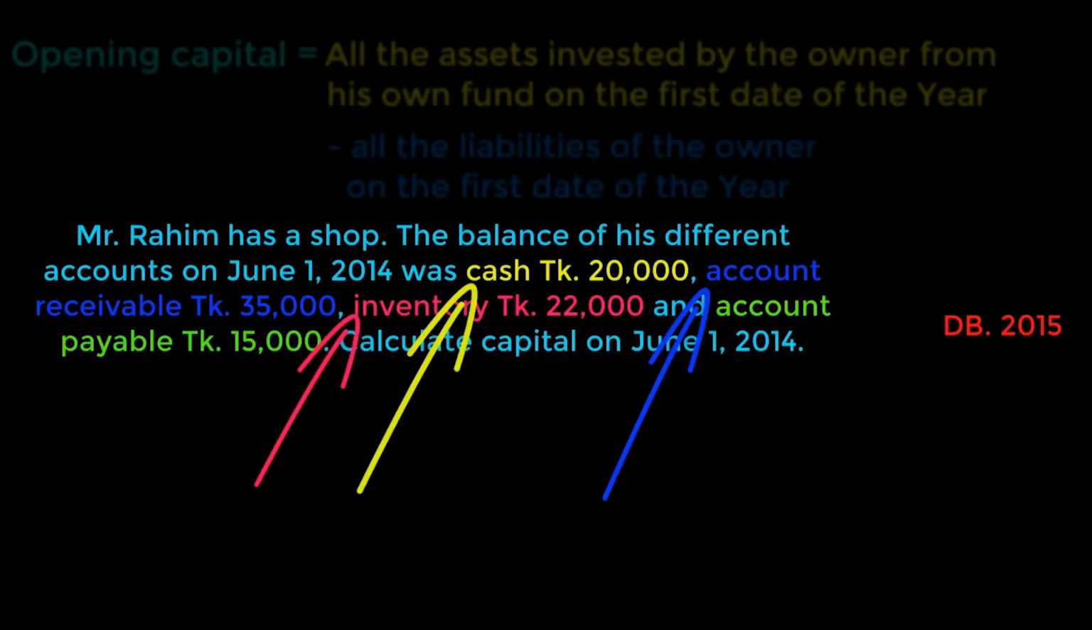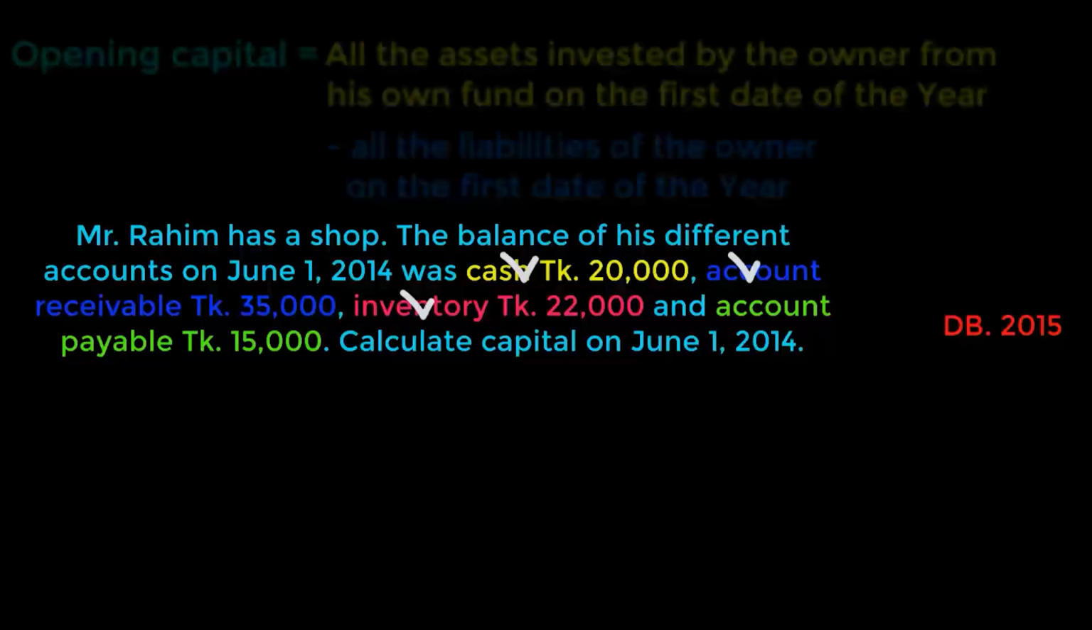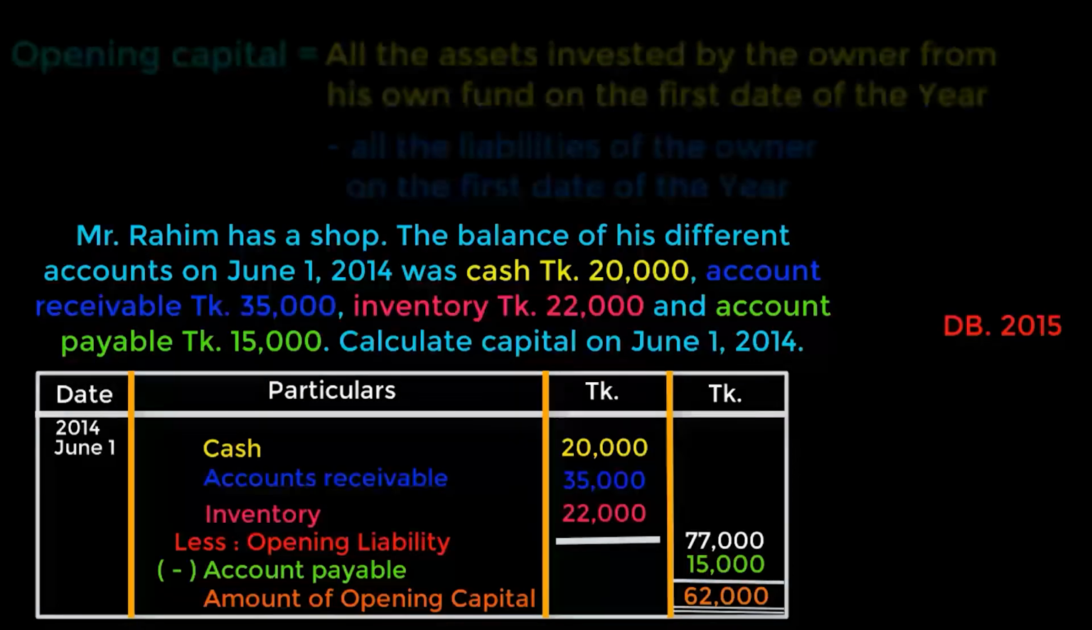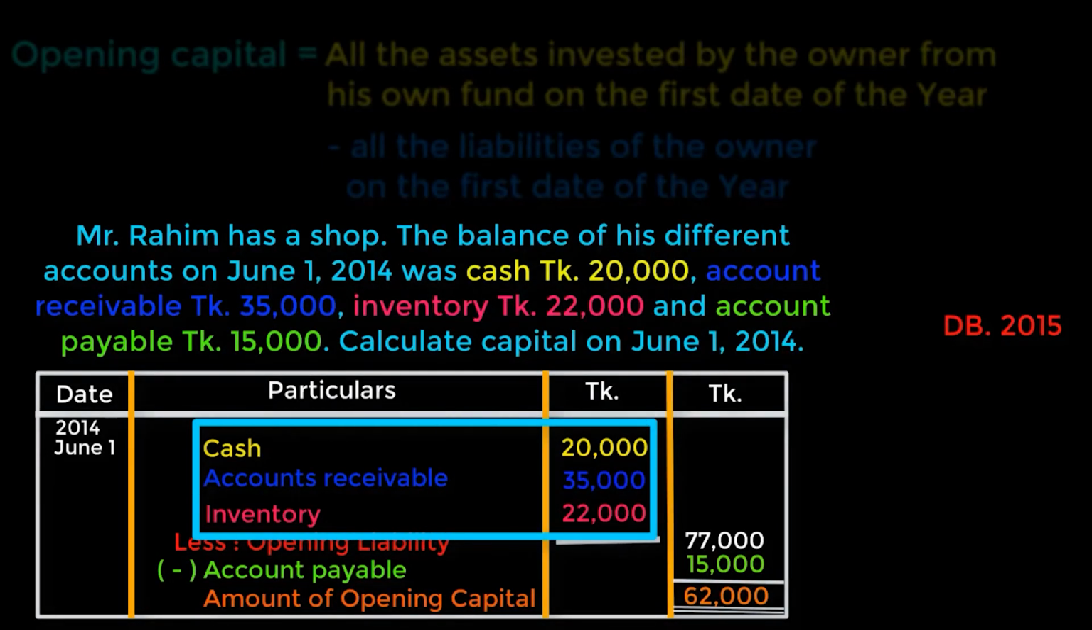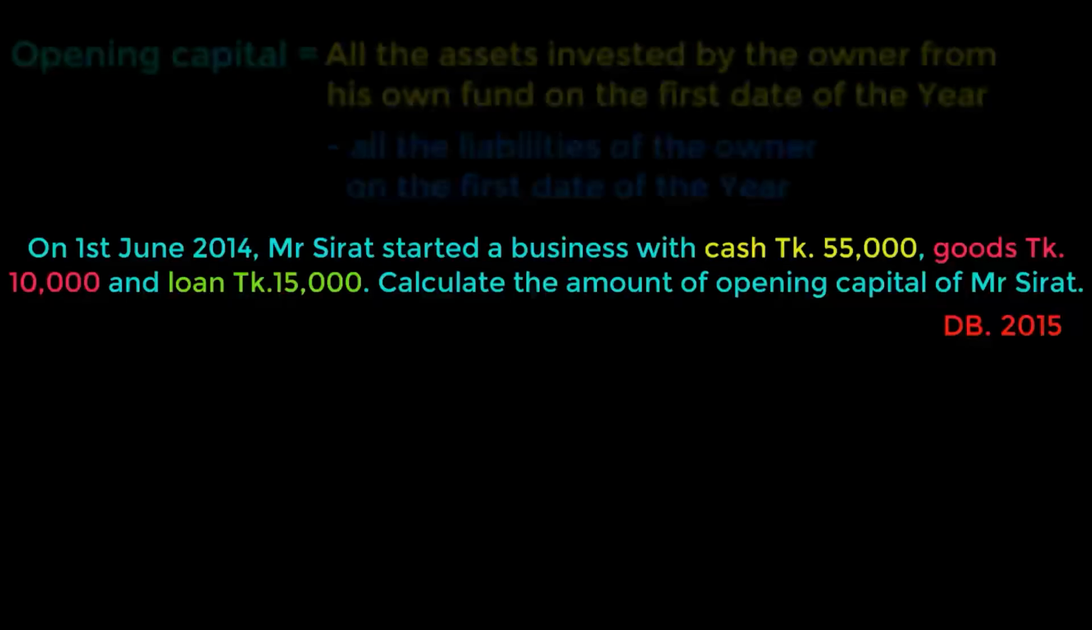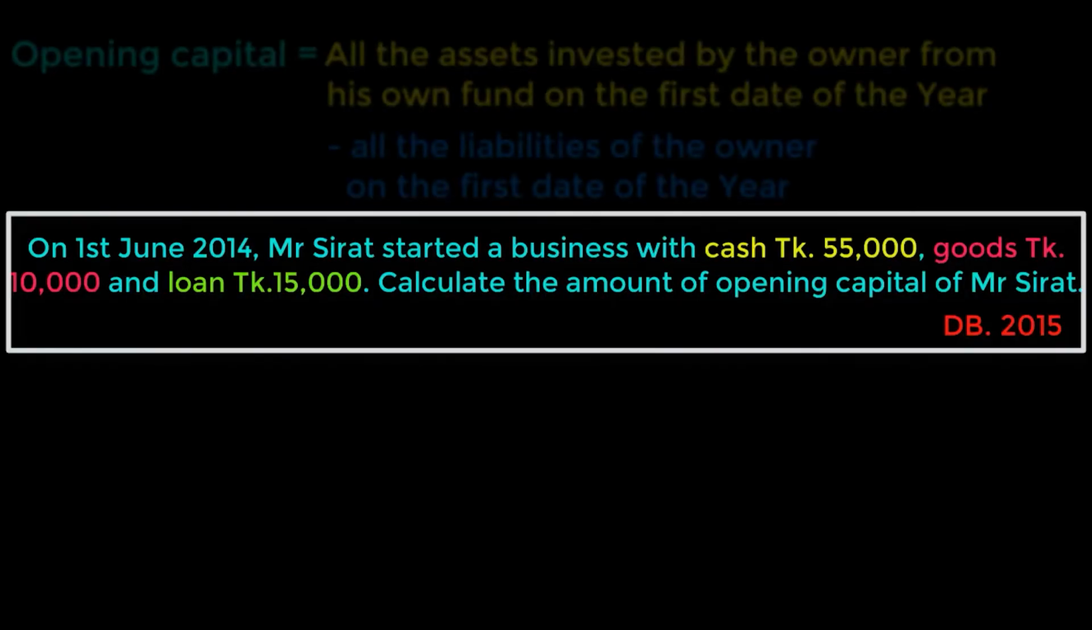These are the assets and this is liability. To calculate capital or opening capital, at first we will add these 3 assets and then we will subtract this liability from the sum of the assets like this. Look, here we added these 3 assets and this amount is the total amount of these assets. From this amount we subtracted this amount of this liability. This is our answer. Now look at this another board question.